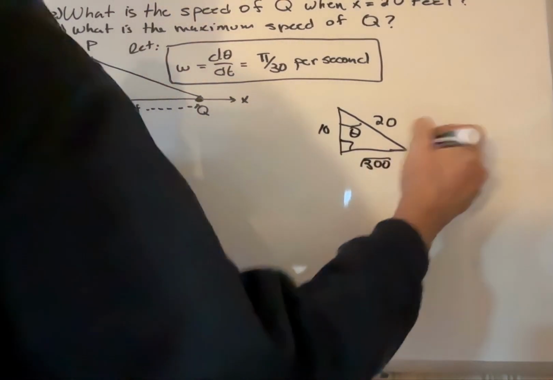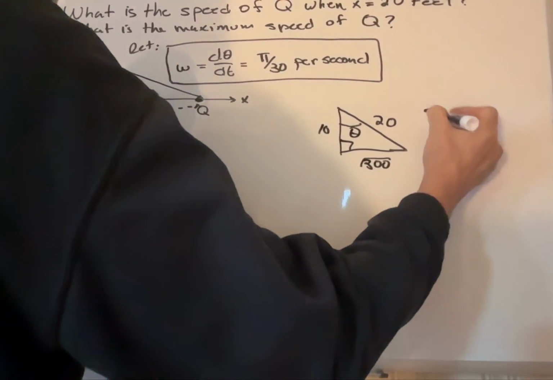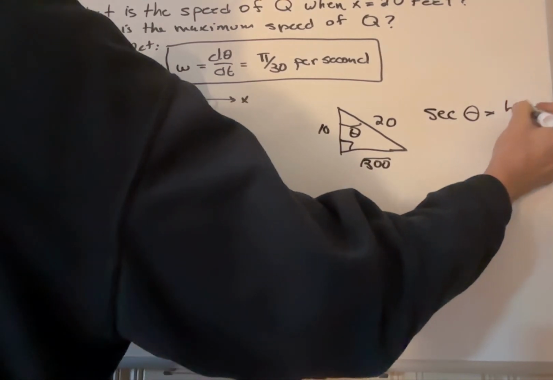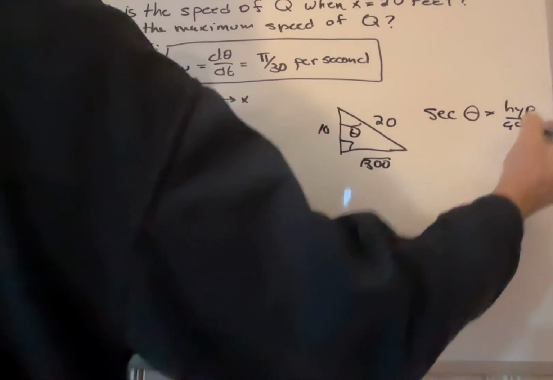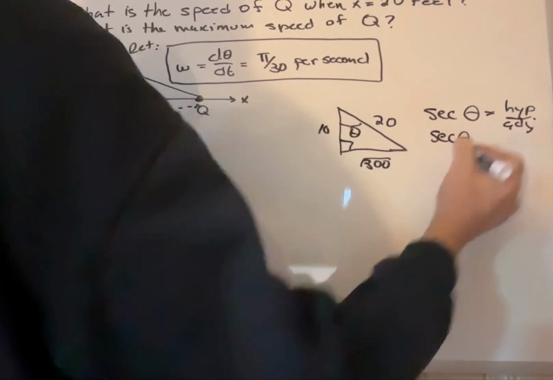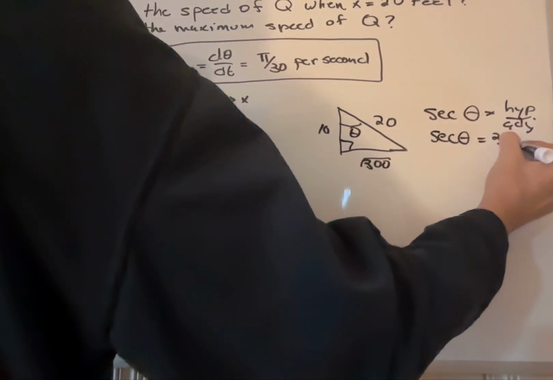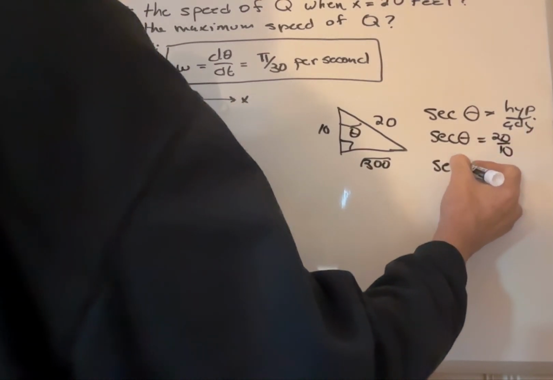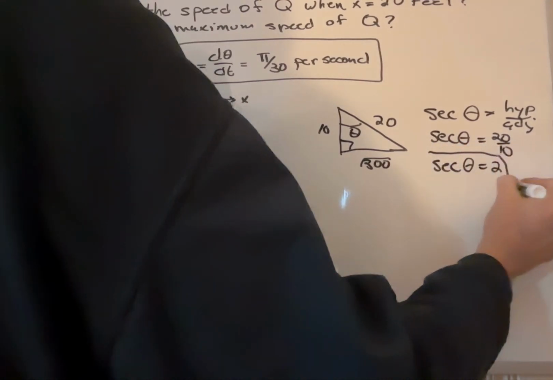And in our specifics, we're not going to take cosine, but we're going to take secant. So the secant theta is going to be equal to hypotenuse over adjacent. So our secant theta in this case is just going to be 20 divided by 10. And this is feet, so that's going to cancel. So our secant theta in this particular case is going to end up just being 2. This is going to be important, so we're going to keep this.